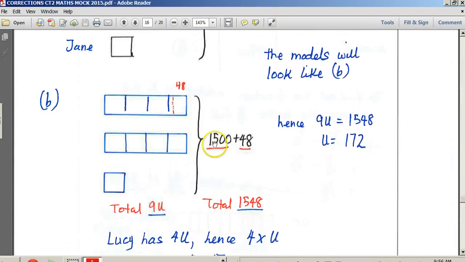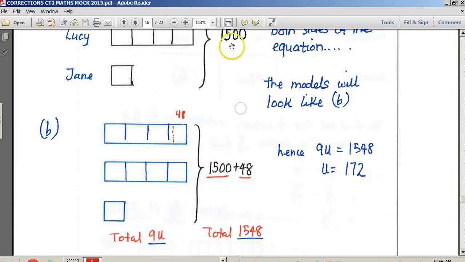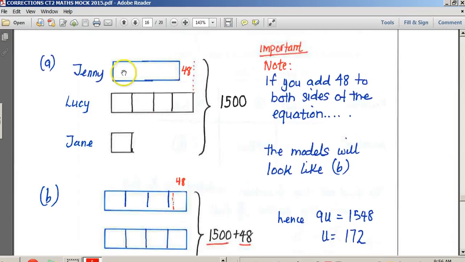Look here, very careful. This is something you must have done. Now the total was 1500. But if the whole equation, this 4 units and this 1 unit, total is 1500. If you add 48, which created this part, you must add 48 to this part, so that this total will now become 1548. This one will become like this.